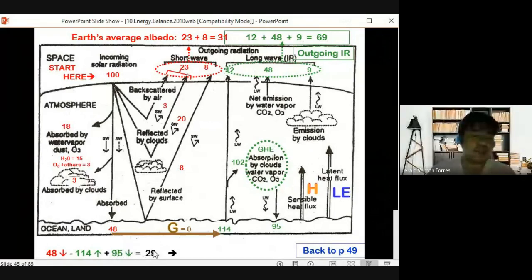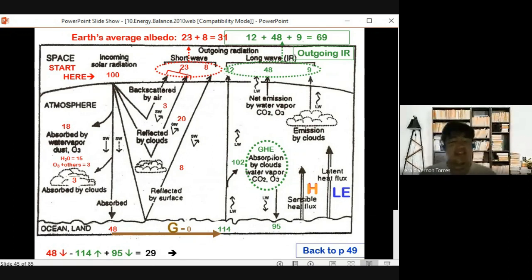So technically, what will be your energy balance? It's 29 joules. So ganun mag-analyze ng ganitong klase ng diagram. You will identify how much shortwave and longwave radiation na pumasok na naging incoming at gaano kalaki naman yung shortwave and longwave radiation na naging outgoing. And from that, you can get the net energy na tinatawag natin. Okay, did you understand it so far, Grade 11? Yes, sir.